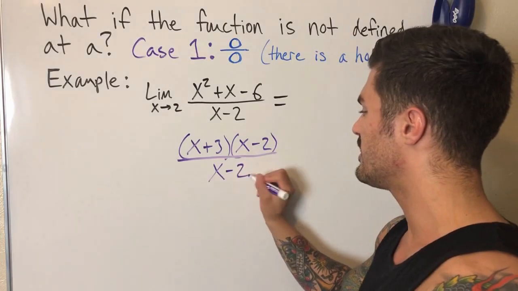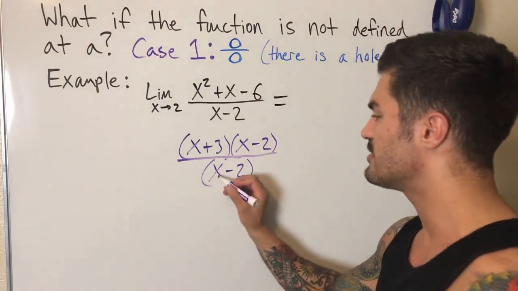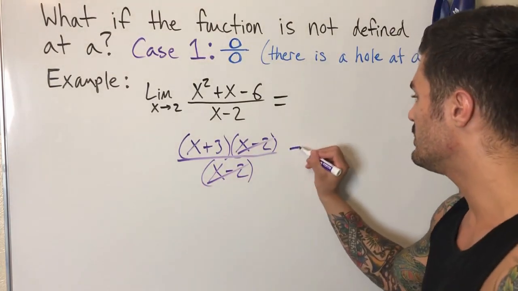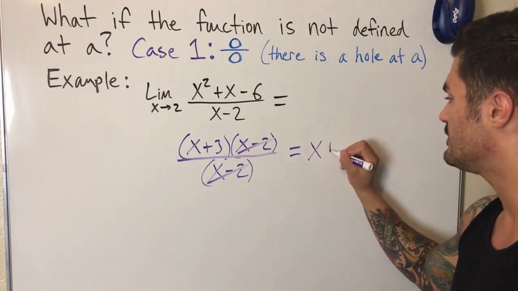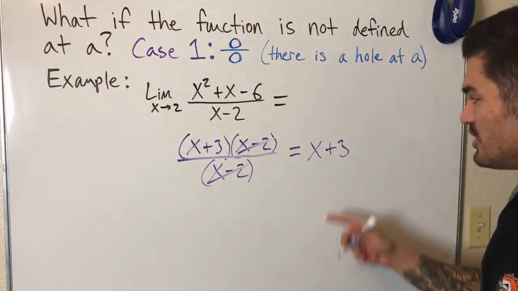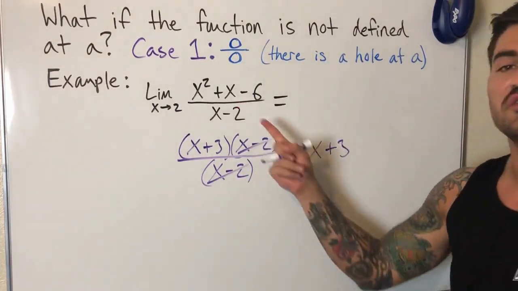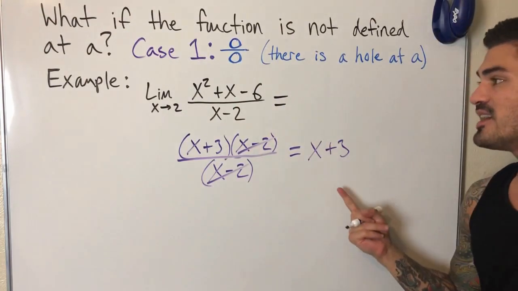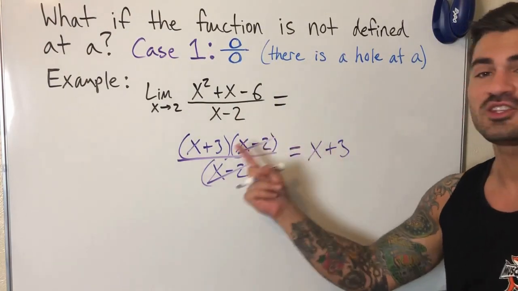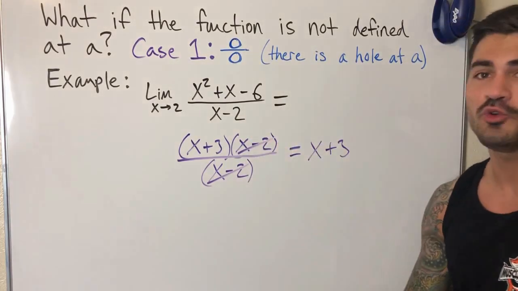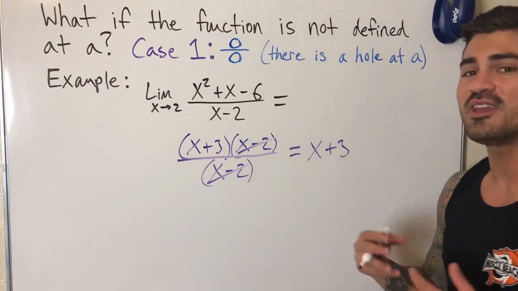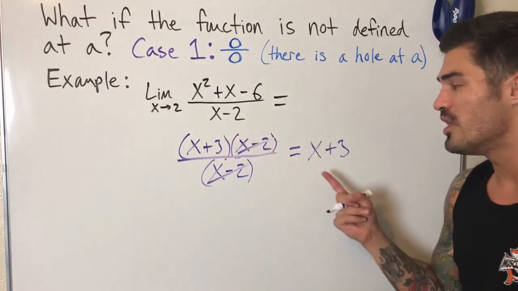So now you can see that I can cancel a common factor here of x minus 2 in the top and bottom. So this leaves me with x plus 3. Again, remembering a little bit back to algebra, the only difference between these two functions is that this function doesn't have that hole where x equals 2, and this one does. But if you graph them, they will be the same line on top of each other. Again, the only difference is that this one has a hole, this one doesn't.